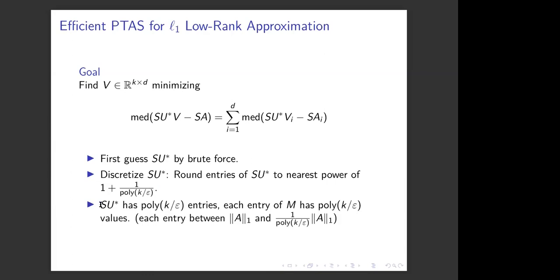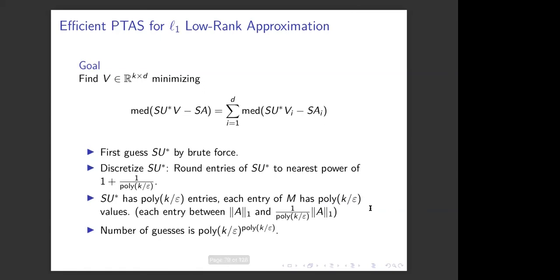And what are the dimensions of SU star? Well, S has poly k over epsilon rows, and U star has k columns. So the number of entries is poly k over epsilon, and for each of those entries, we guess poly k over epsilon values. So the number of guesses is poly k over epsilon to the poly k over epsilon, which is 2 to the poly k over epsilon.